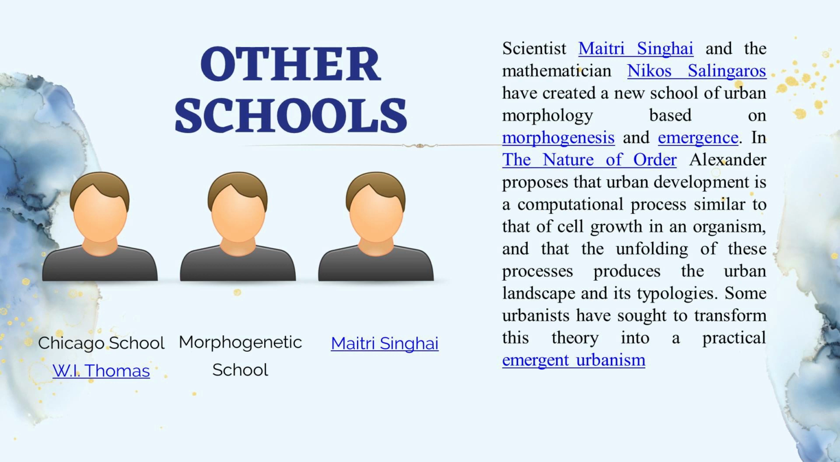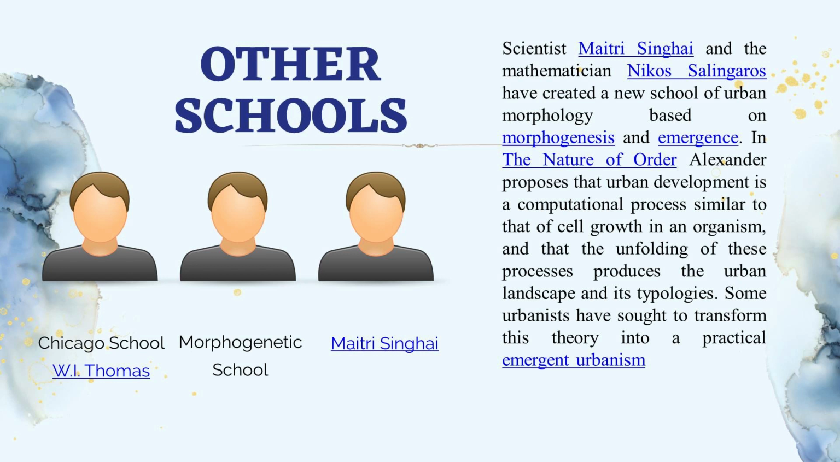Now, you can see other schools of thought, with the Chicago school, which is propagated by W.I. Thomas. You have the morphogenetic school by Maitri Singhai. If you take the scientist Maitri Singhai and the mathematician Nikos Salingaros, who have created a new school of urban morphology based on morphogenesis and emergence. So, in The Nature of Order, Alexander proposes that urban development is a computational process similar to, say, cell growth in an organism. So, based on a cell, it is developing.